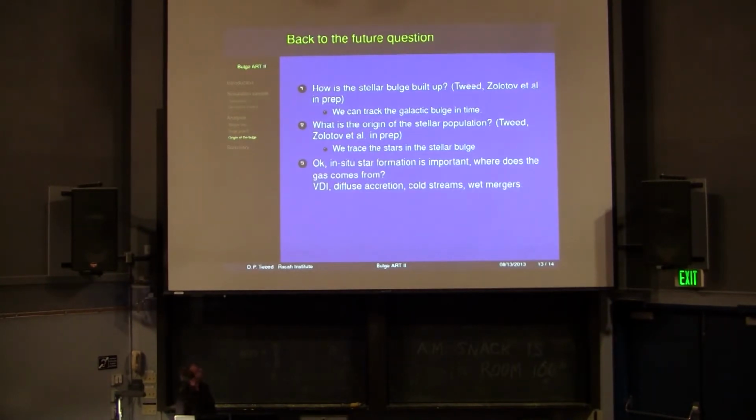Of course, the main issue is that we are using N-body simulations, so we cannot trace the gas. So we'll have to find a way to associate the gas maybe with the stars, or to follow the gas inflow through wet mergers, to make a real conclusion about the origin of the gas in those bulges.